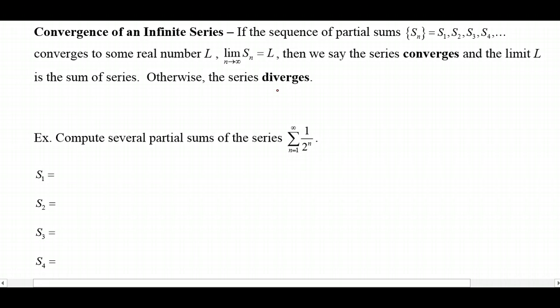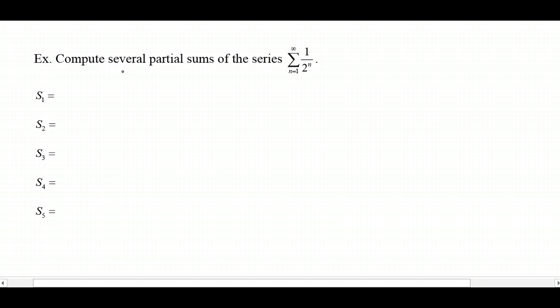So let's go ahead and try to take a look at another example of this. Alright, we want to compute several partial sums of the series until we can try to identify whether or not the sequence of partial sums converges. So the infinite series is n equals 1 to infinity of 1 over 2 to the n. So S1 is the partial sum that is just the first term. So 1 over 2 to the 1, which is just 1/2. Now S2 means we're adding the first two terms.